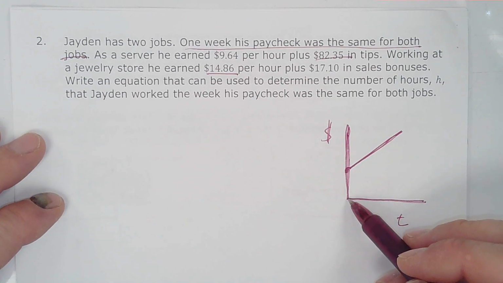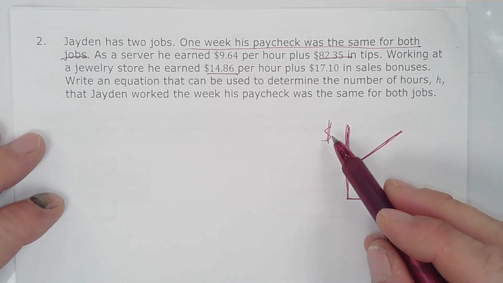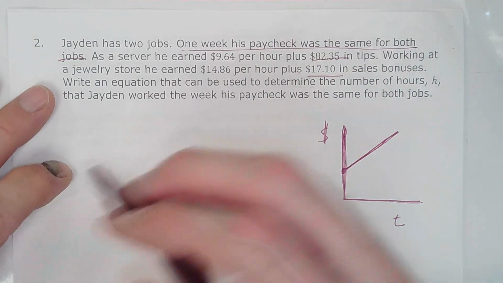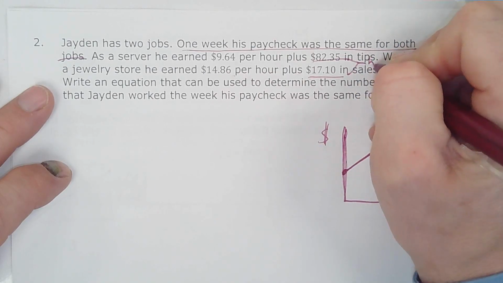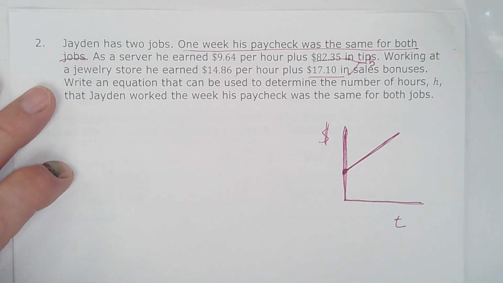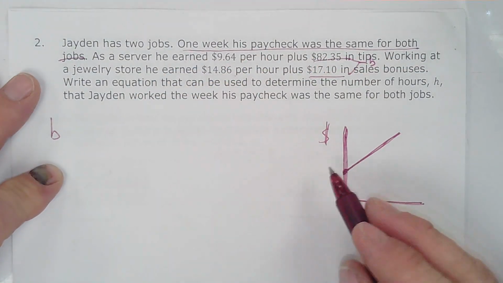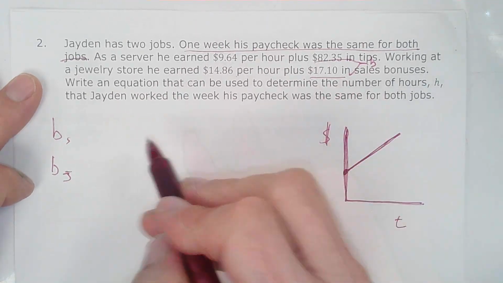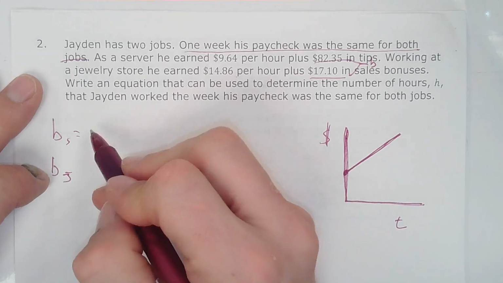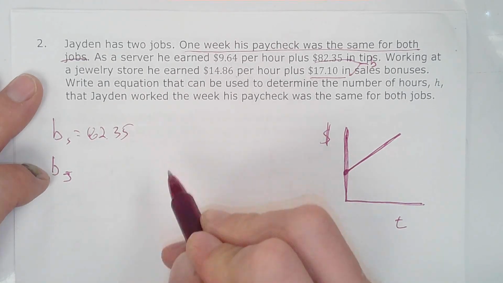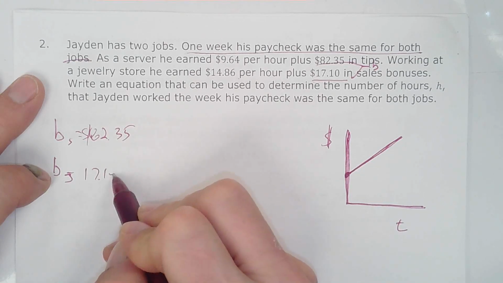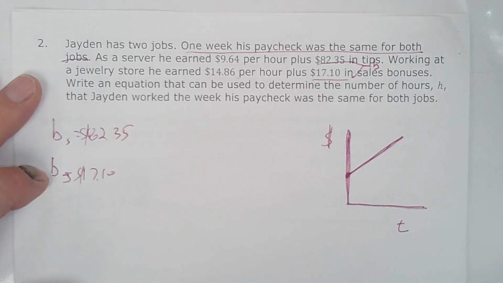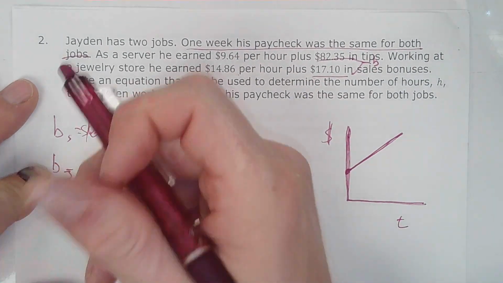None of these started at 0. I get a bonus, so this would be your y-intercept. You have 2 B's: a B for a server and a B for a jeweler. This one is 82.35 for the server, and 17.10 for the sales. That's just dollars. What's the thing under the B? That's a J for jeweler.